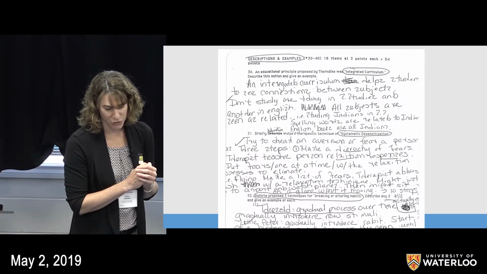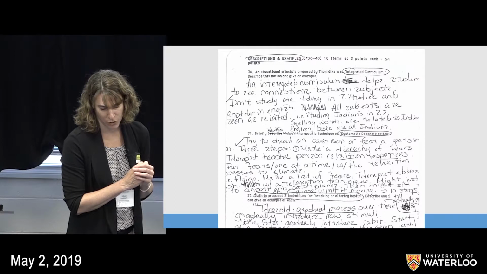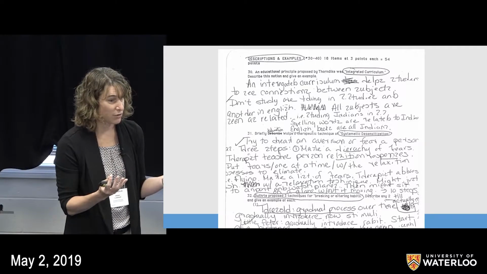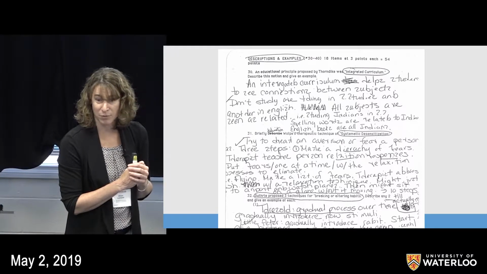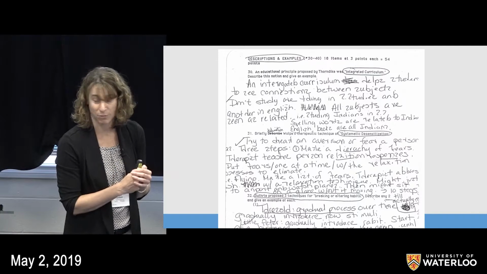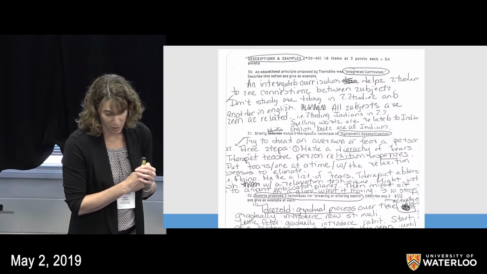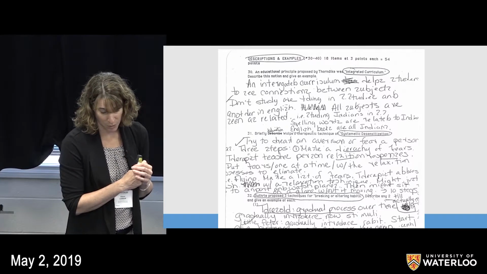Then you'll see item number 30. It says an educational principle proposed by Thorndike was, quote, integrated curriculum. Describe this notion and give an example. So it's a pretty standard exam question, and might sound similar to a question you might have on an exam. And here you have a student's response.